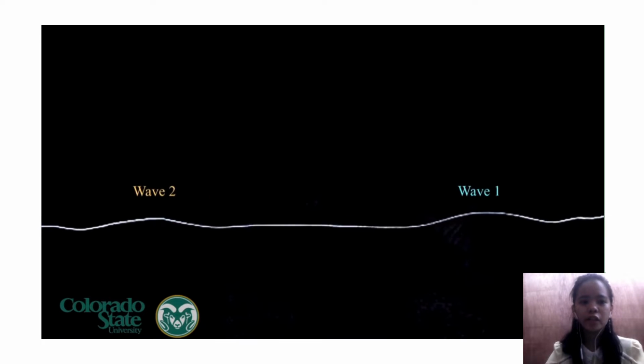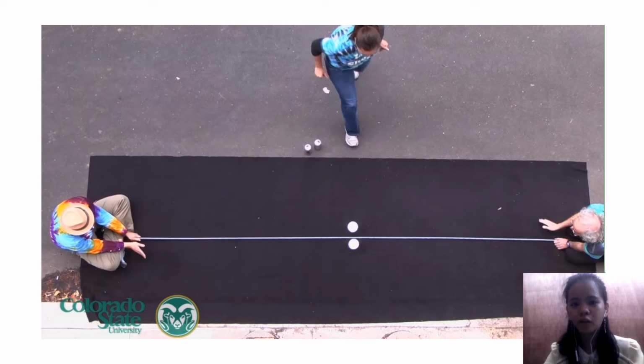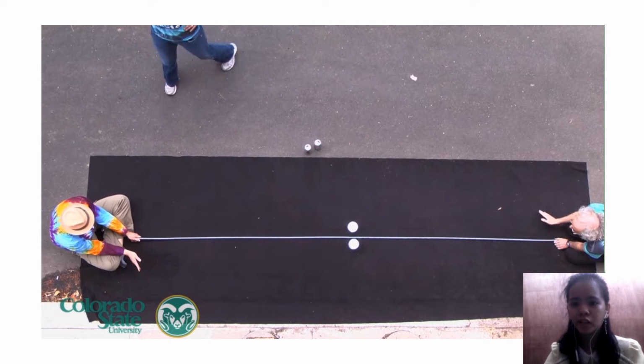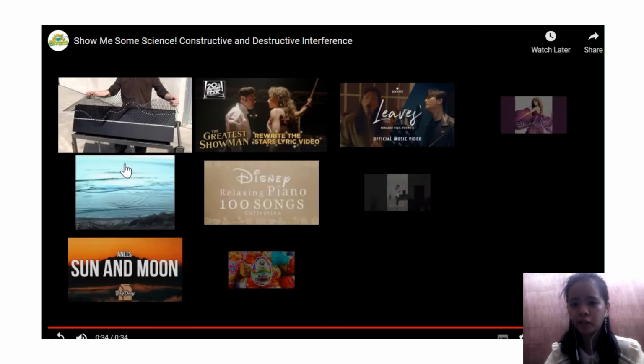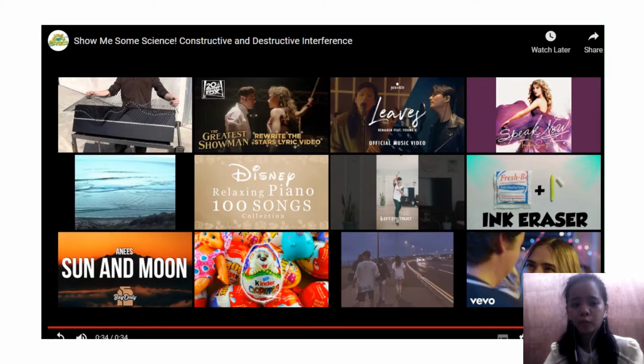So if each wave is pushing the string in the opposite direction when they meet, the string is not displaced from its equilibrium position at the meeting point. However, if both waves are pushing the string in the same direction, the string's displacement from equilibrium is larger than it would be if only one wave was present. In either case, both waves emerge unaltered and traveling in the same direction they were before the interaction.